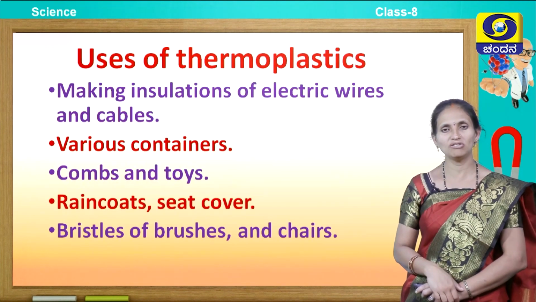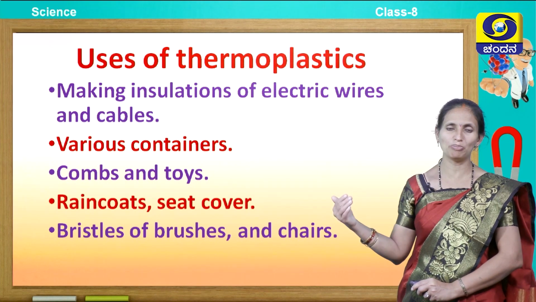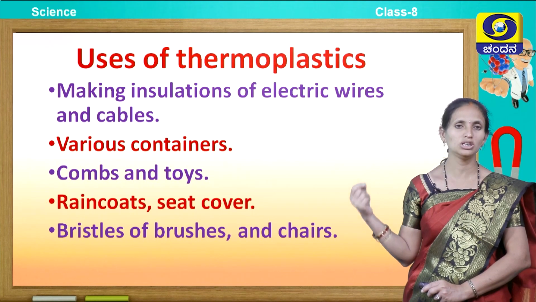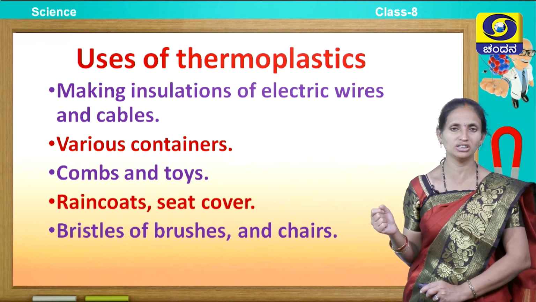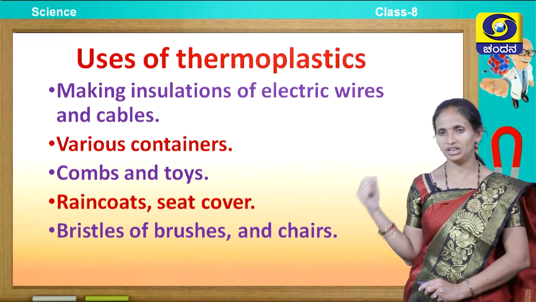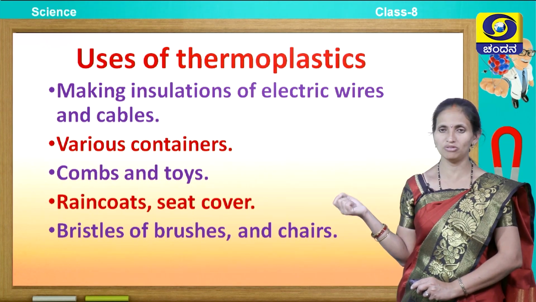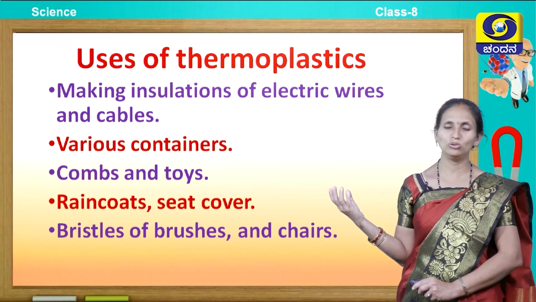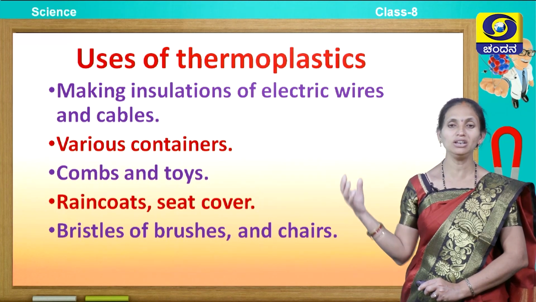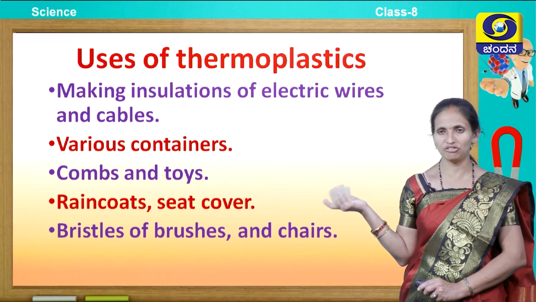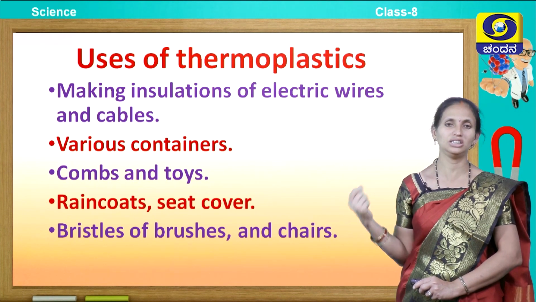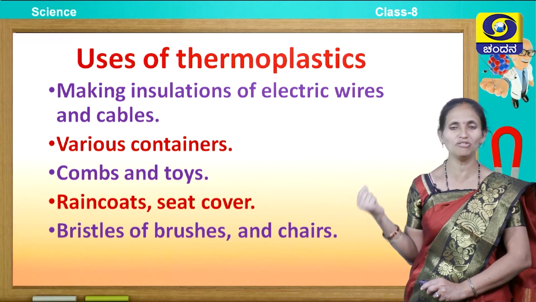What are the uses of thermoplastic? Based on their properties, thermoplastics have various uses. They are used in making insulation of electric wires and cables. They are used for making various containers for storing our food items. They are also used for making combs and toys. They are used for making raincoats and seat covers of vehicles. They are used for making bristles of brushes and chairs. These are some of the uses of thermoplastic.